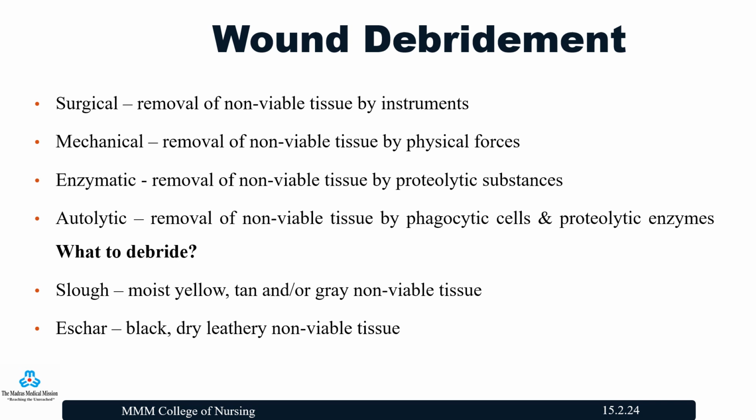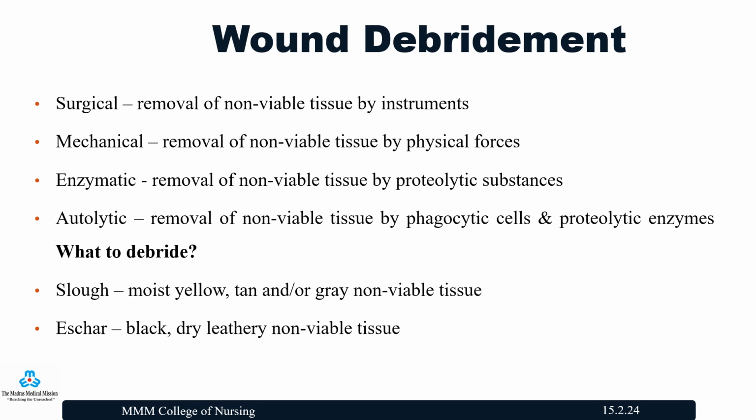This wound debridement can be done by various methods, that is surgical, mechanical, enzymatic and autolytic. So what is the surgical method? That is removal of non-viable tissues by using surgical instruments. So that is known as surgical wound debridement. In mechanical wound debridement, this is removal of the non-viable tissues by some physical force.